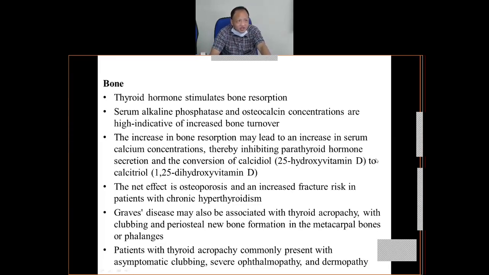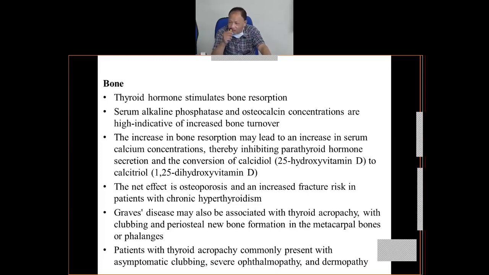So what are the features of increased bone resorption? There will be increased serum alkaline phosphatase and osteocalcin. Okay, they are indicators of increased bone turnover. The increased bone resorption leads to an increase in serum calcium. And because of the increase in serum calcium, it inhibits parathyroid hormone secretion and thereby prevents the absorption of calcium.